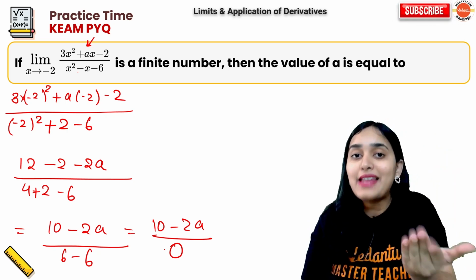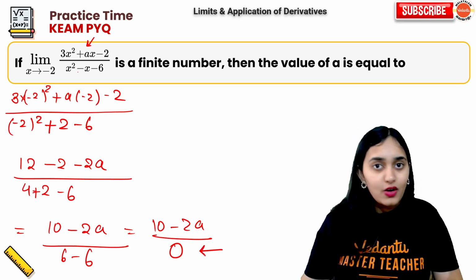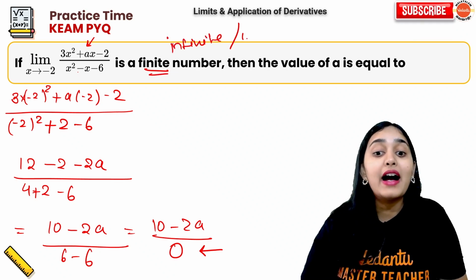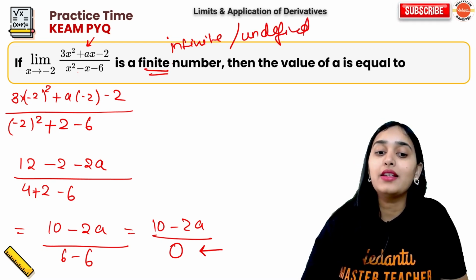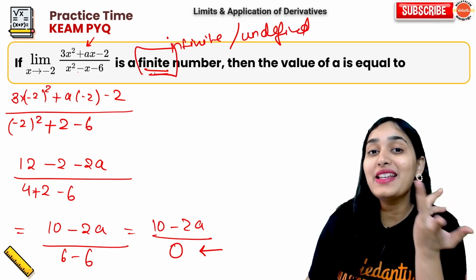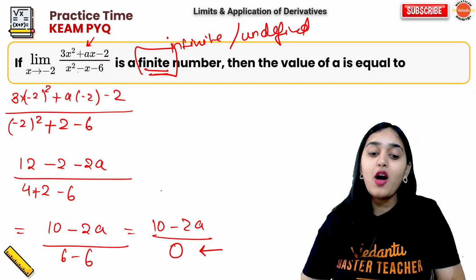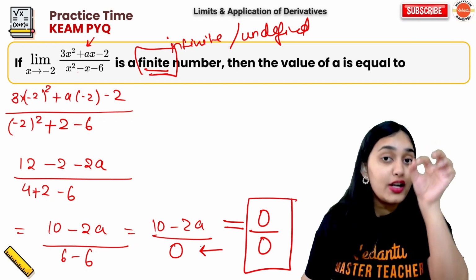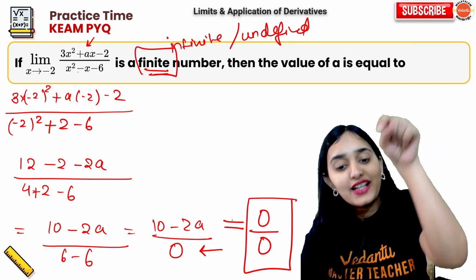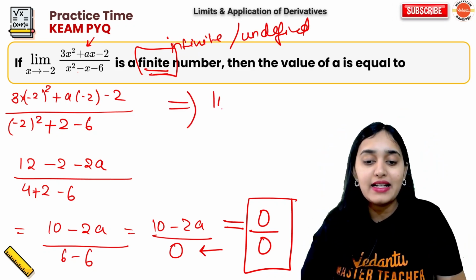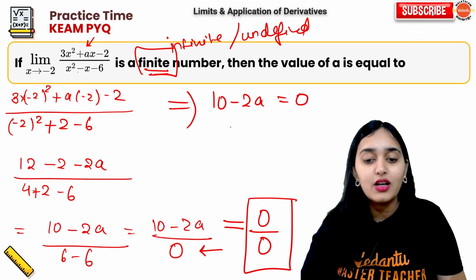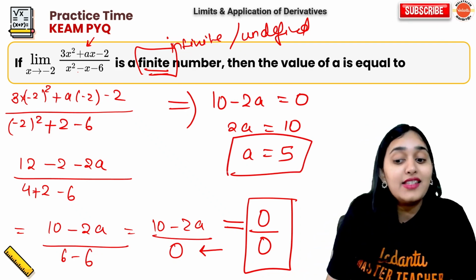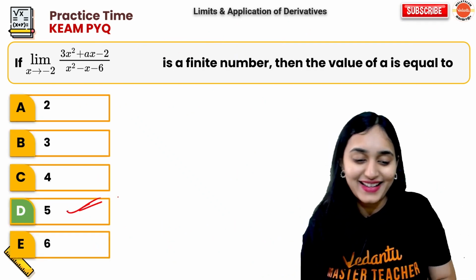Now what do we understand here? If the denominator is 0, then it will be infinite, it will be undefined. But in the question they are saying it is finite. How is that possible? It is only possible when your limit is in 0 by 0 format. If your denominator is 0, your numerator should be 0. So this implies that 10 minus 2a should be 0. So 2a will be 10, so a will be 5. This should be your answer, and option D is your right answer.